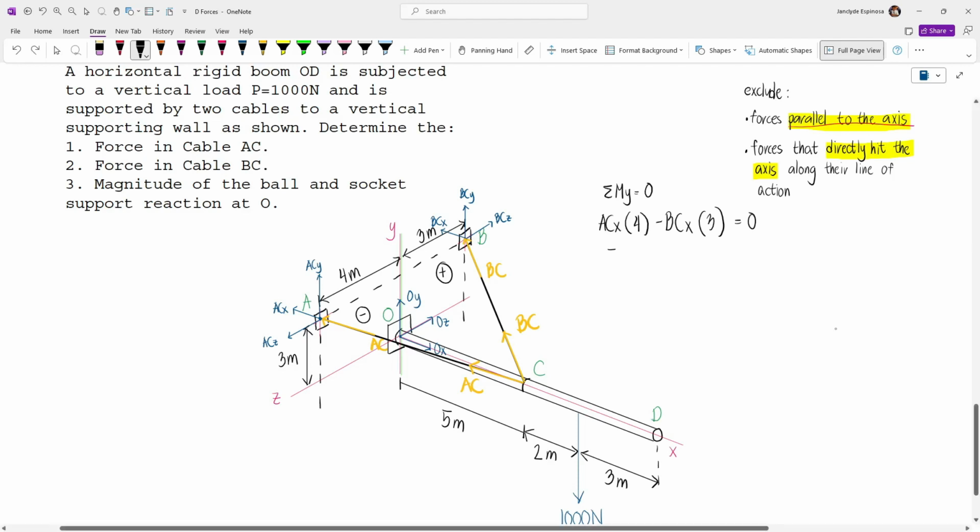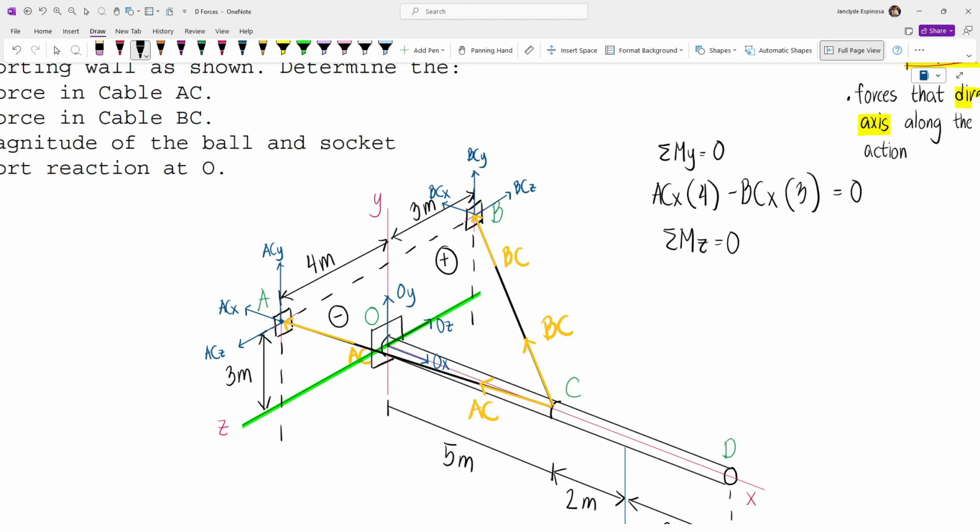Now for the next step, I can take moments about the z-axis. Now sir, why not the x-axis? If I take moments about the x-axis, then ACZ and ACY are both going to cause moments about that axis. And so we will have a lot of unknowns, which we don't want. And so here, taking moments about the z-axis, this is now our line. Now considering point A, the components of AC, we have ACZ, which will be excluded because it's parallel to the z-axis. And then we have ACY, which will also be excluded because extending the line of action will hit the z-axis directly.